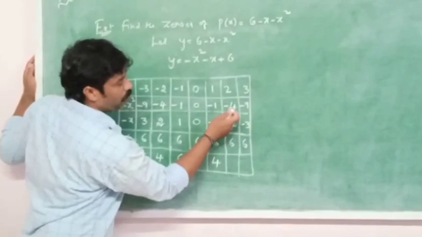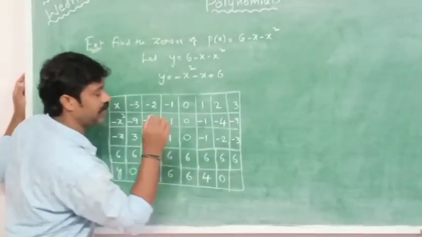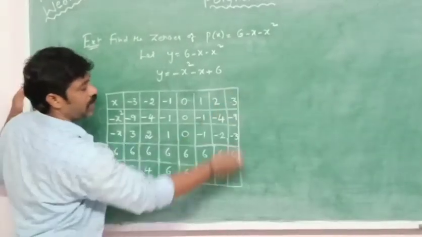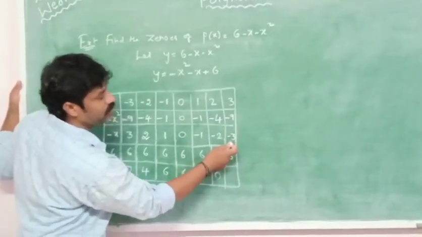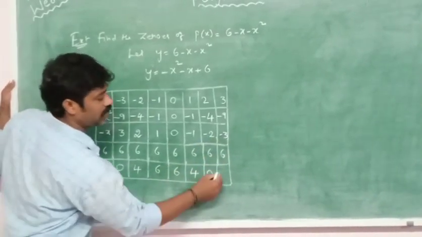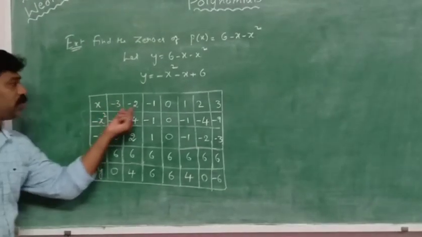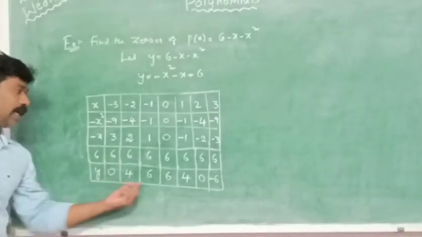Here, 6 minus 4 minus 2 is minus 6. Minus 6 plus 6, you will get 0. Then the last one is minus 9 minus 3, which is minus 12. Minus 12 plus 6, you will get minus 6. So if you substitute x values from the real numbers, we will get y values.